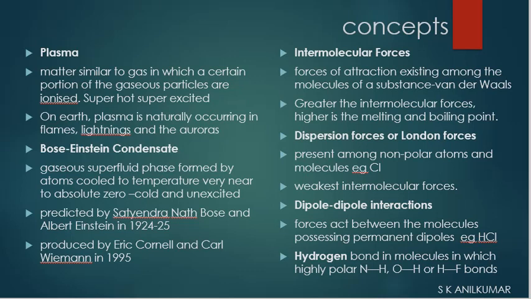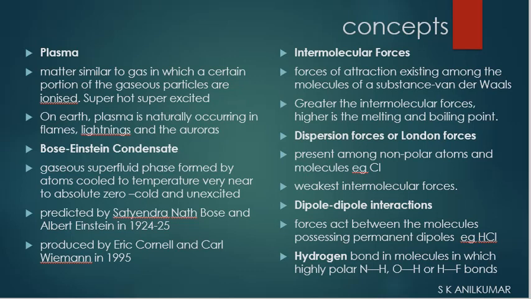What is plasma occurring in flames and lightnings? In flames and lightnings, because of the heat at which the light particles are spread out, we can see the plasma. But normally, otherwise, plasma is not found on Earth, but found a lot in the universe, in the outer space. What is Bose-Einstein? Bose-Einstein is something special.